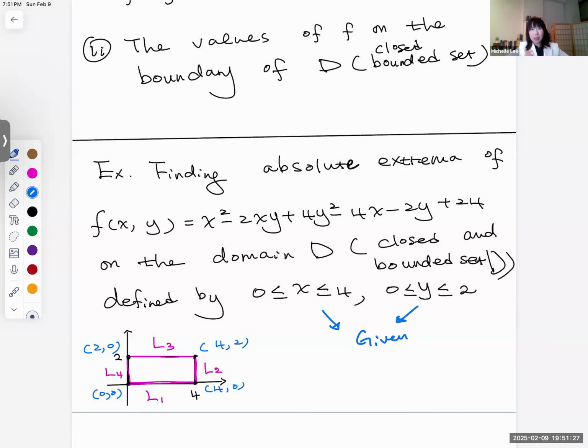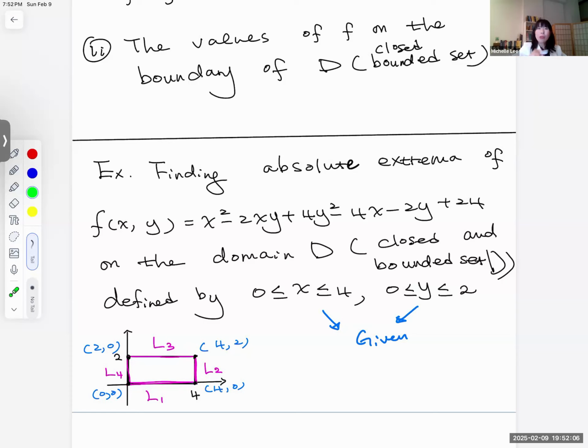So x is between 0 and 4 and y is between 0 and 2, which is closed and bounded, right? Those sets. Okay, so 0 to 4, and we have the equal sign, it's closed, right? And y is between 0 and 2, also with the equal sign, so it's closed, right? So we draw the lines, it is a bounded set. Make sense to you?